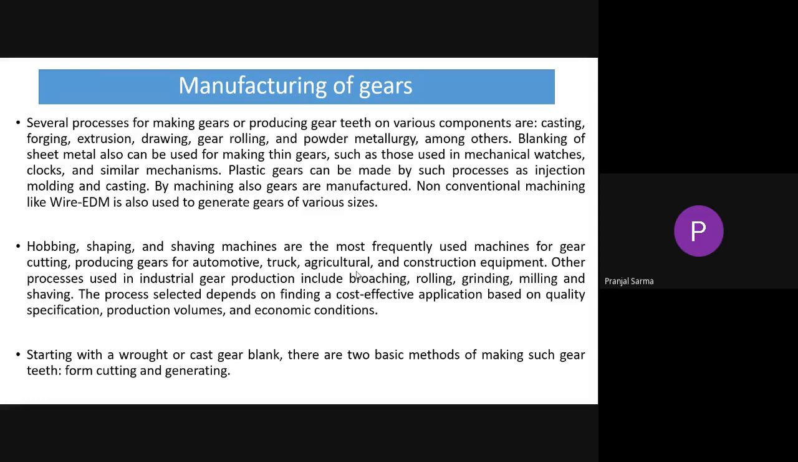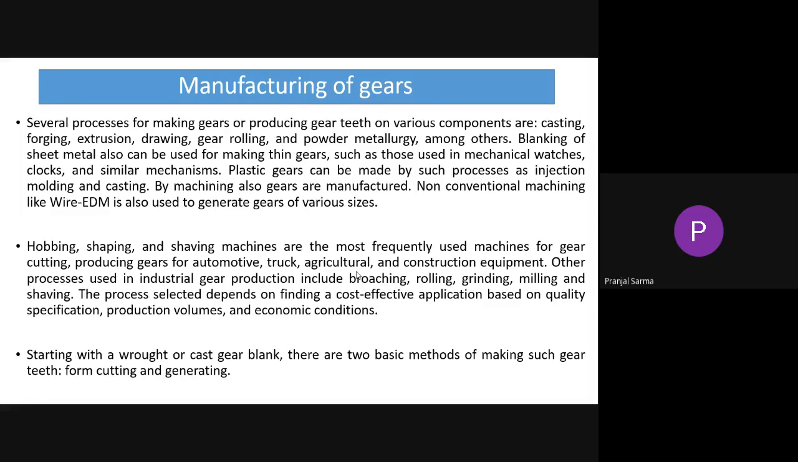So there are a variety of methods by which we can produce gear teeth on various components. The variety of methods generally suited for manufacturing gears includes the casting method. We can go for forging. We can also go for extrusion, drawing operation, just like in thread rolling. We can also go for gear rolling. Also, powder metallurgy. By powder metallurgy, we can also generate gears. About powder metallurgy, we'll be discussing in the next module.